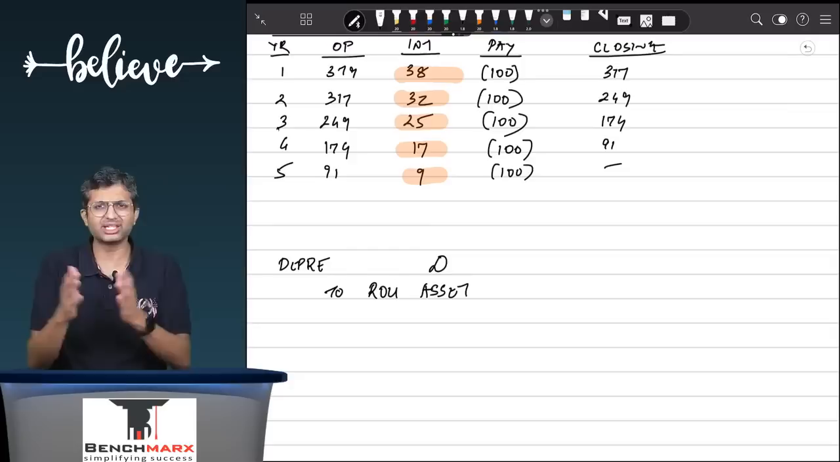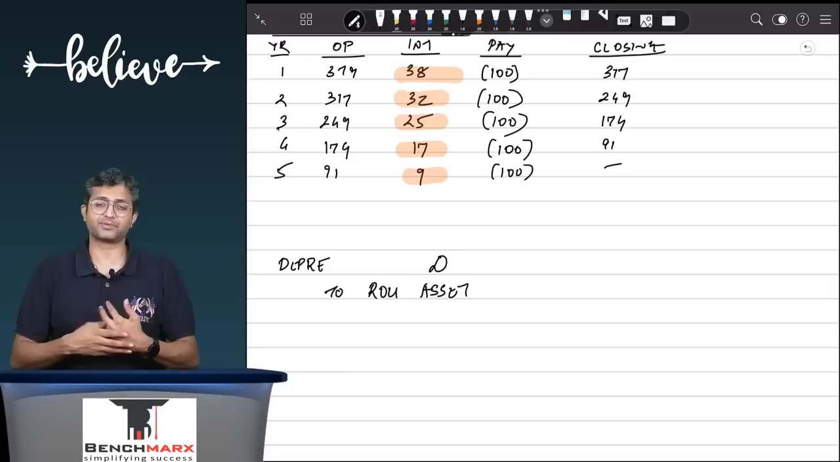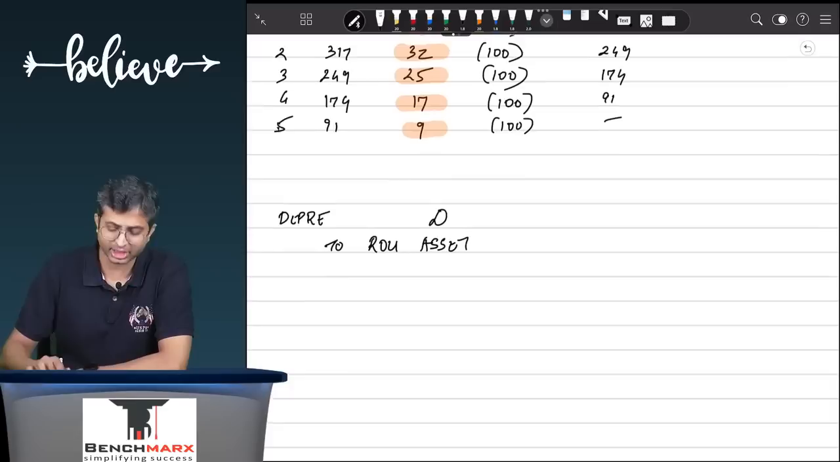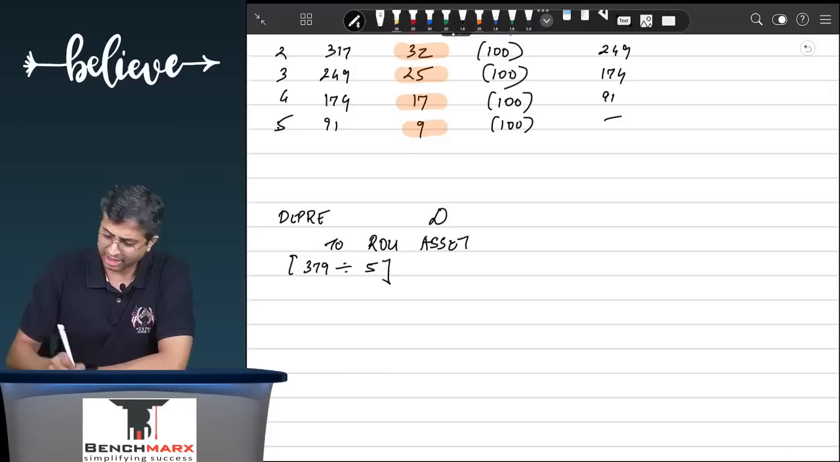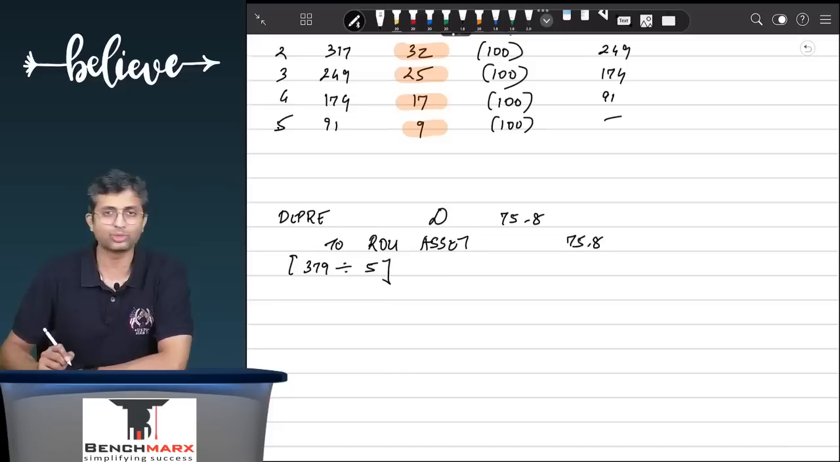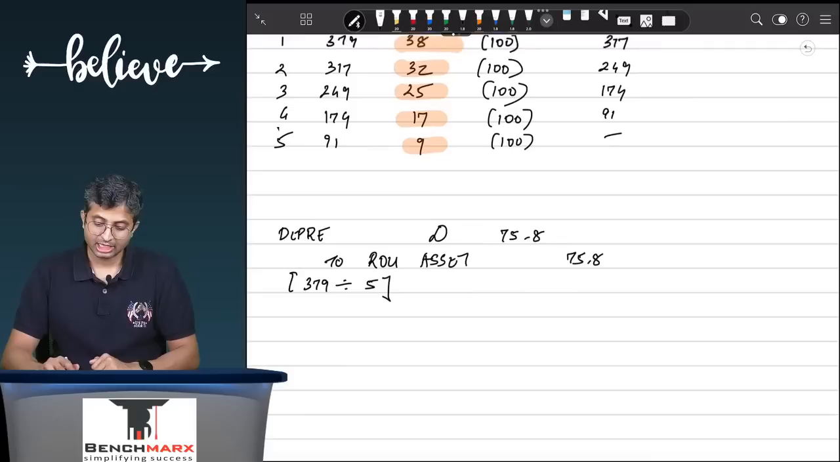The lease term may be 5 years, the asset may have a 20-year life. If the ownership is expected to get transferred to the lessee at the end of the lease term, in which case you will depreciate it over the entire life, otherwise you will depreciate it over the lease term. So let us say in this case you're depreciating it over the lease term, so that is 379 divided by 5, which will come to 75.8. In each of the years, 75.8 will be your depreciation, approximately 76.